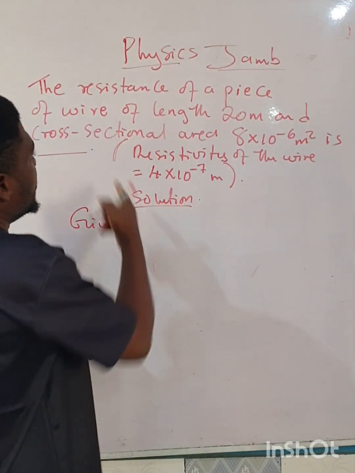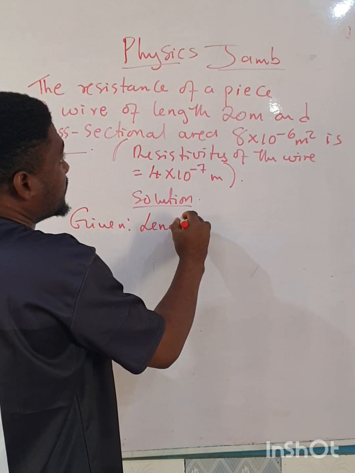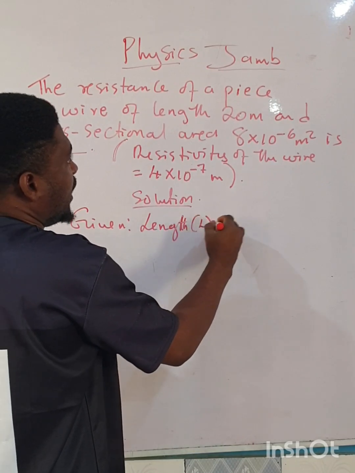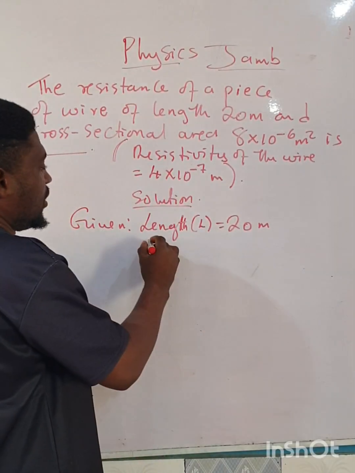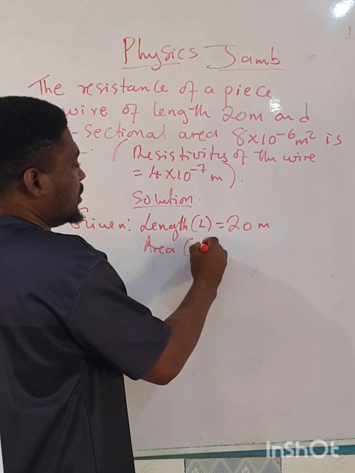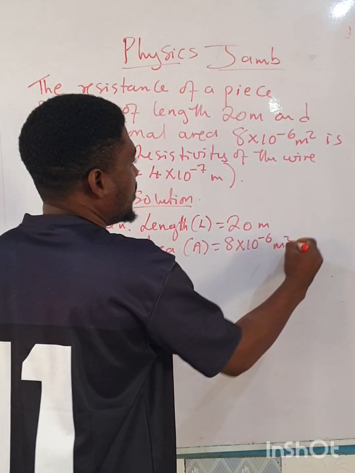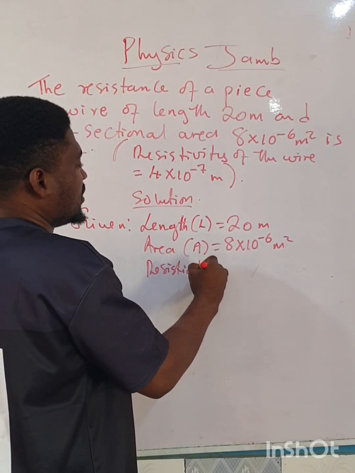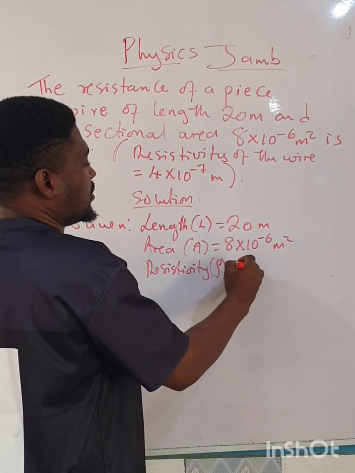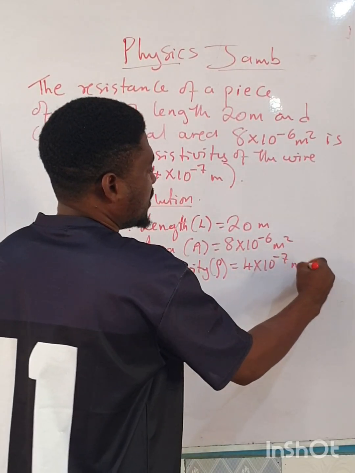From the question, we have that the length of the wire is given as 20 meters. The area of the wire is given as 8 times 10 raised to the power minus 6 meters squared. And then we have the resistivity, which is given as 4 times 10 raised to the power minus 7 meters.